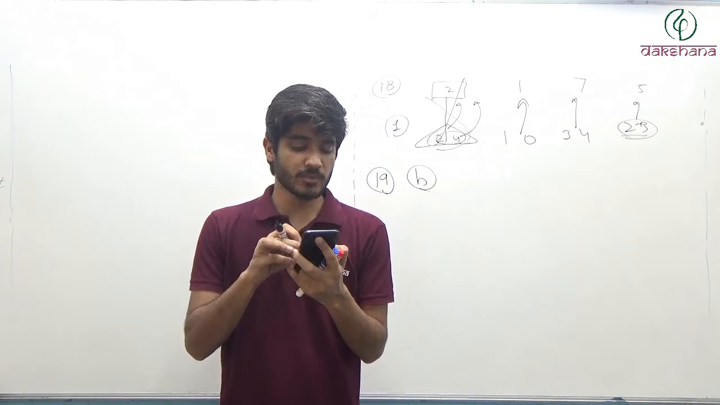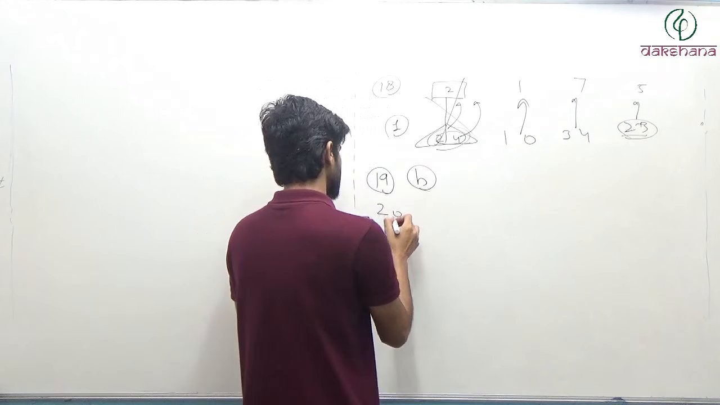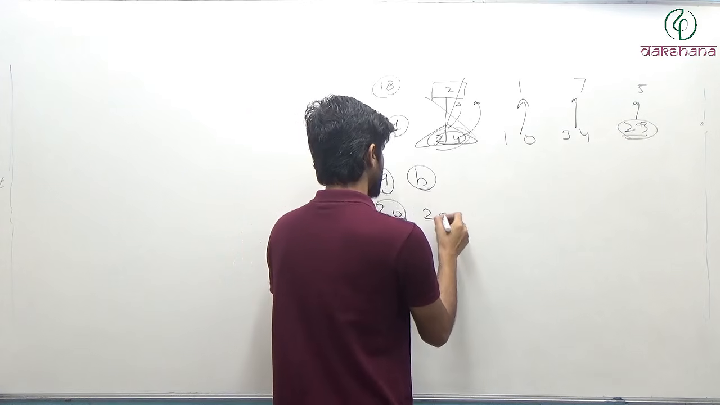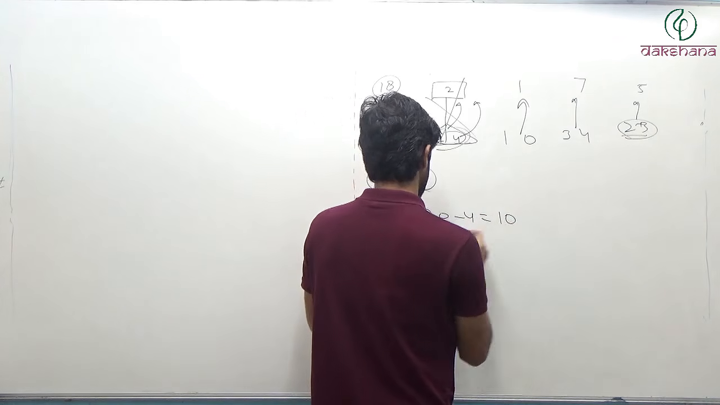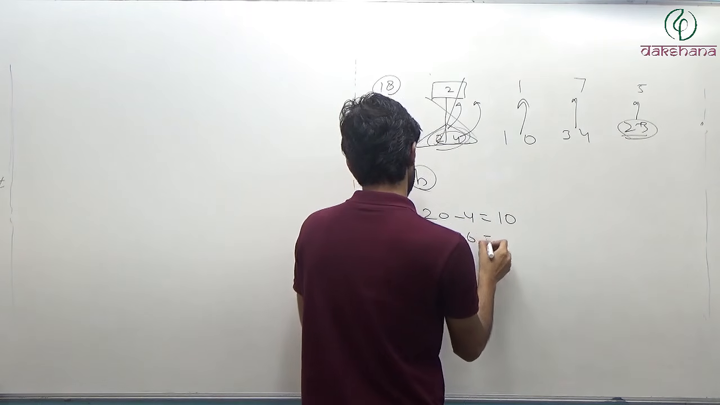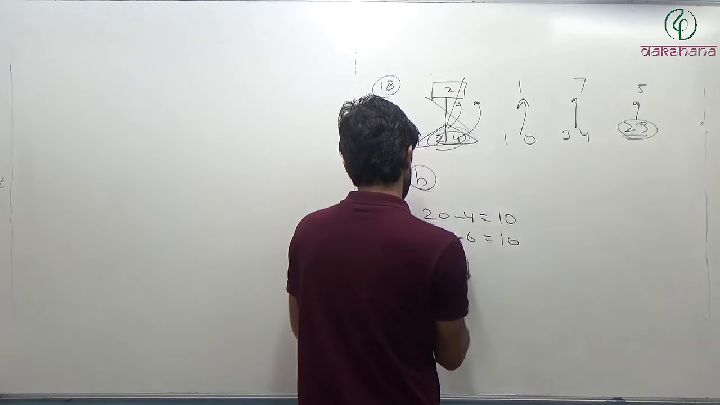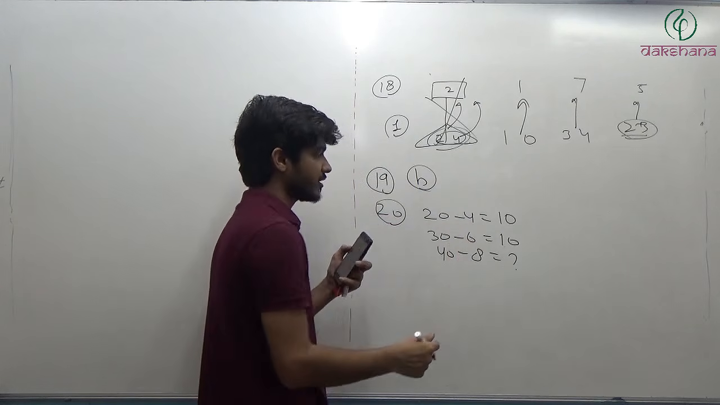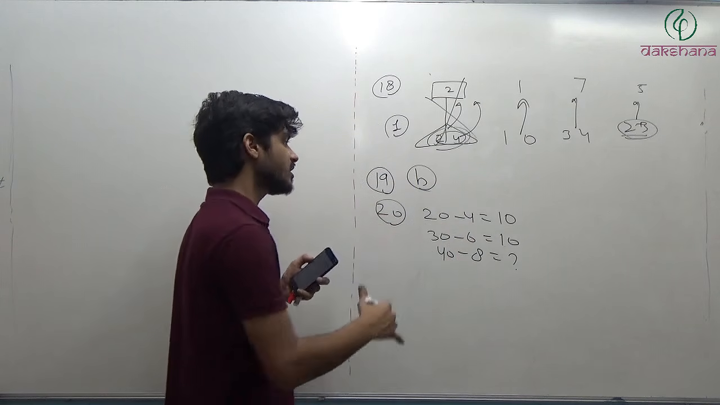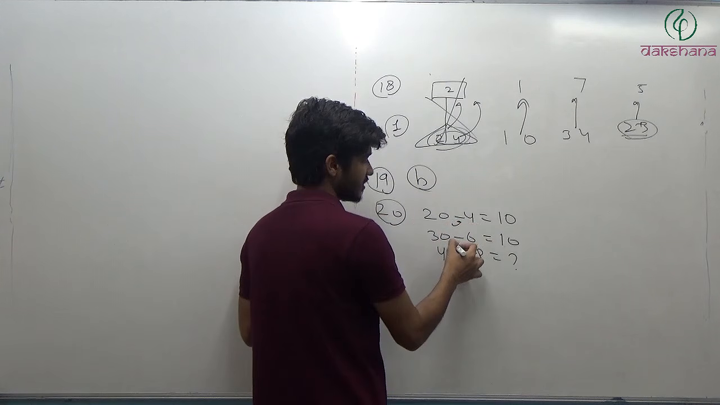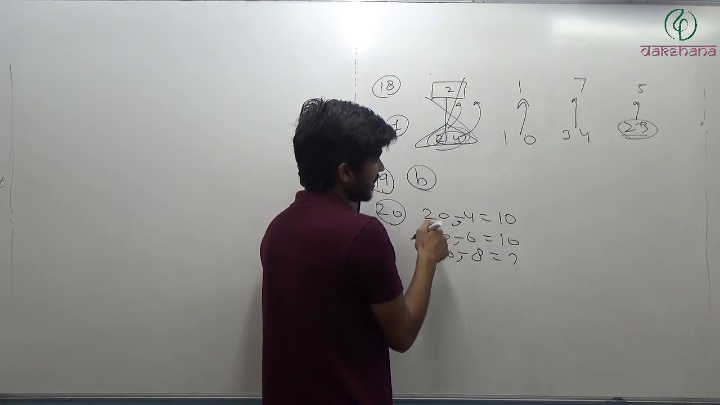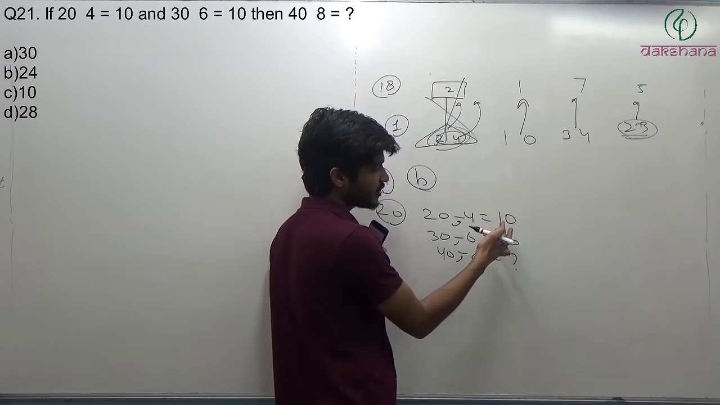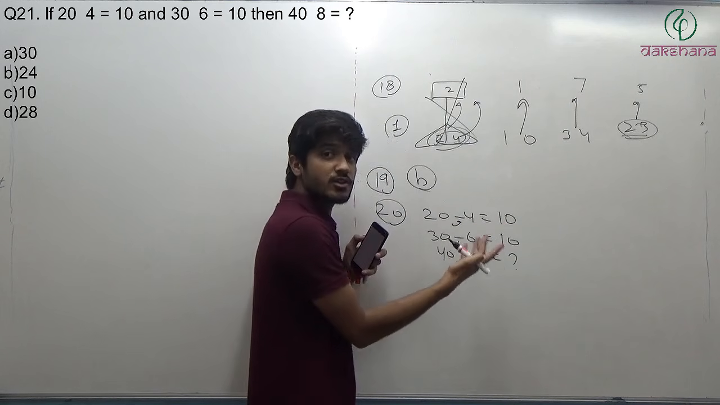Okay, moving forward to question number 20. That's really easy. Question number 20 says, if 20 minus 4 is 10, if 30 minus 6 is 10, what would be 40 minus 8? The sign is just not representing anything basically. So they are saying 20 minus 4 should give you 10, and 30 minus 6 should also give you 10.